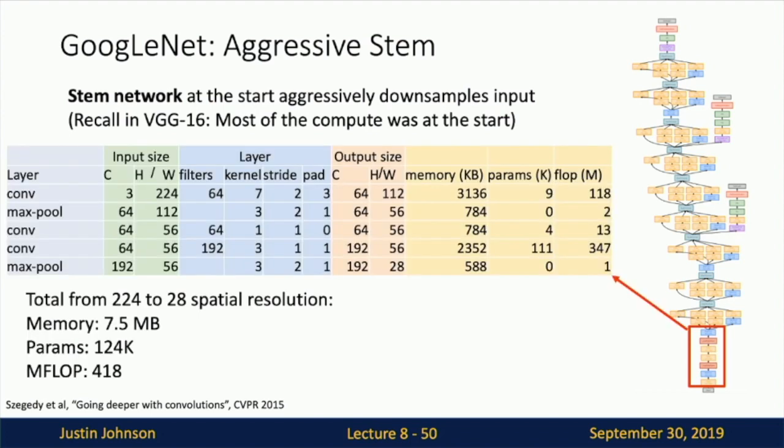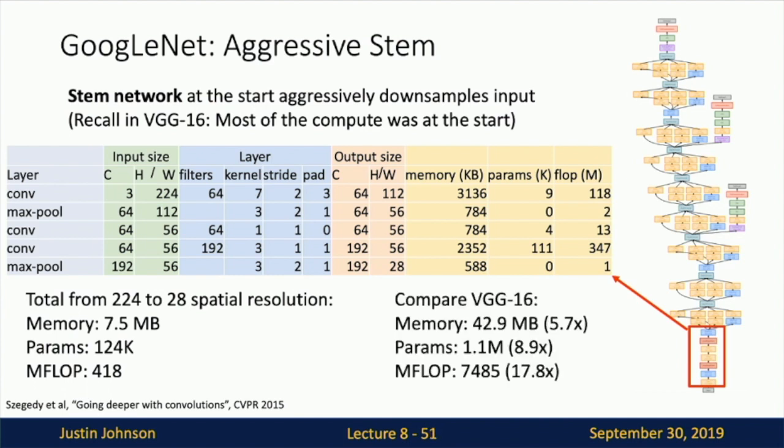I'm not going to walk through the stem design in detail, but you can see that it very quickly downsamples from the input spatial resolution of 224 by 224 all the way down to 28 by 28, using only a couple of layers, so that you can spend the bulk of computation operating at this lower spatial resolution, and you no longer have to do expensive convolutions at a high spatial resolution.